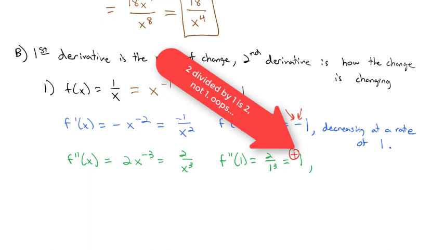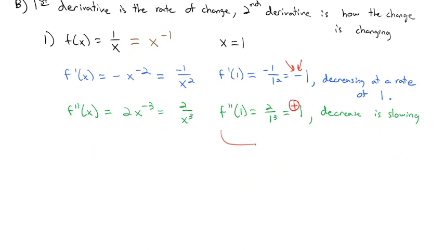So yes, it's decreasing, but that decrease is slowing down because the second derivative has the opposite sign. So it might be decreasing pretty quick at first, and it's going to slow down and level off. Still decreasing maybe, but leveling off. The decrease is slowing down. And that's what this second derivative tells me, is that the decrease is slowing, because the first and second derivative have opposite signs. They work against each other. The change is slowing down.